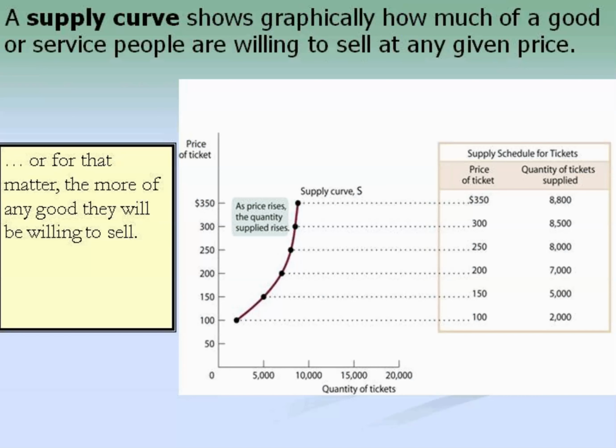So you can see here that at $350, 8,800 tickets are supplied to be sold at that particular price. That doesn't mean that's where demand will meet, but the idea is there are enough suppliers out there to meet 8,800 tickets that could be sold at that price if the demand was there. Chances are probably not. And at $100, you only have 2,000 tickets that are supplied to be sold.